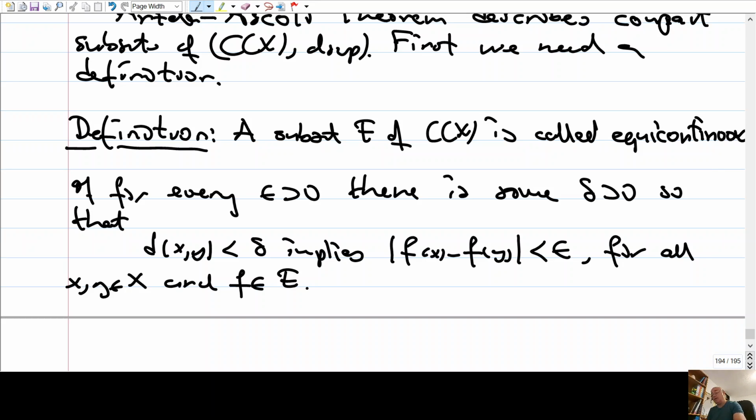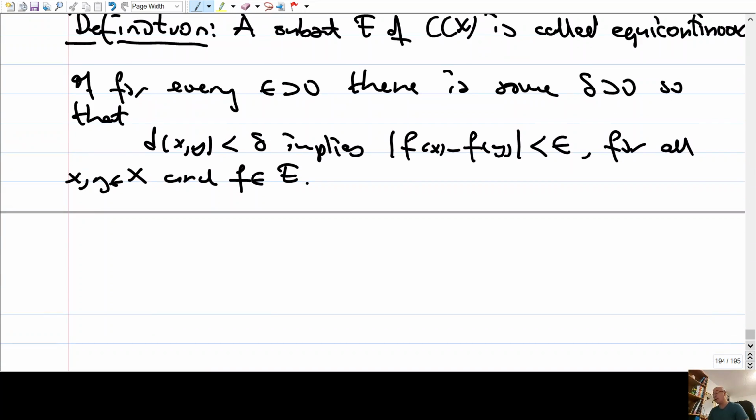We know that every element of E is continuous, therefore uniformly continuous. So for each epsilon there is some delta, but this delta in general is a function of f, right? For each function you may need to choose a different delta, but in this case we claim that there is some delta which works for all the functions. So that's something special. If you can do this, then we call this set an equicontinuous subset of functions.